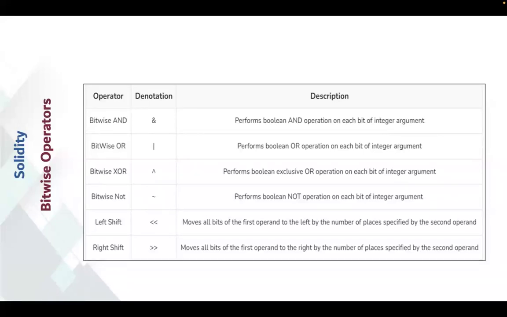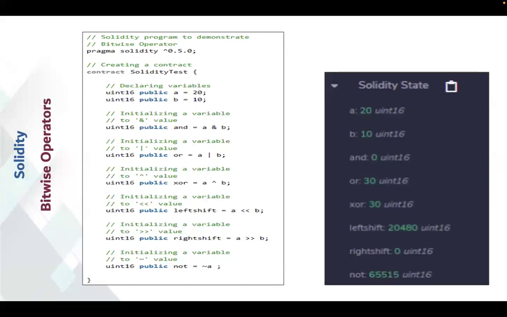Left shift moves all bits of the first operand to the left by the number of places specified by the second operand. Right shift moves all bits of the first operand to the right by the number of places specified by the second operand. For more clarification, here is an example contract that demonstrates the usage of bitwise operators. Here we have SolidityTest, and in this contract, we use different bitwise operators to perform bit-level operations on variables a and b and store the results in separate variables.